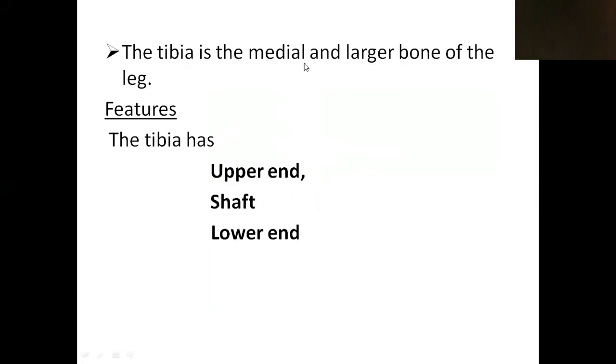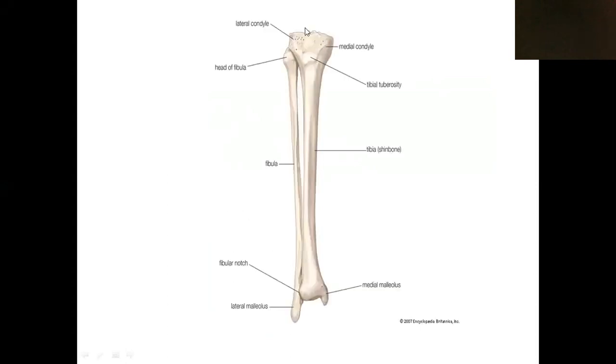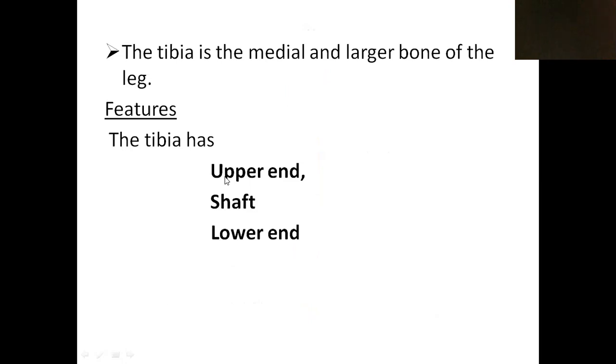Tibia is a medial and larger bone. It has two ends, the upper end and the lower end, and one shaft. See the diagram. It's a long bone, no doubt, with two ends. See, this end is the upper end, this one is the lower end, and this middle cylindrical part is the shaft. These are the parts of the tibia.